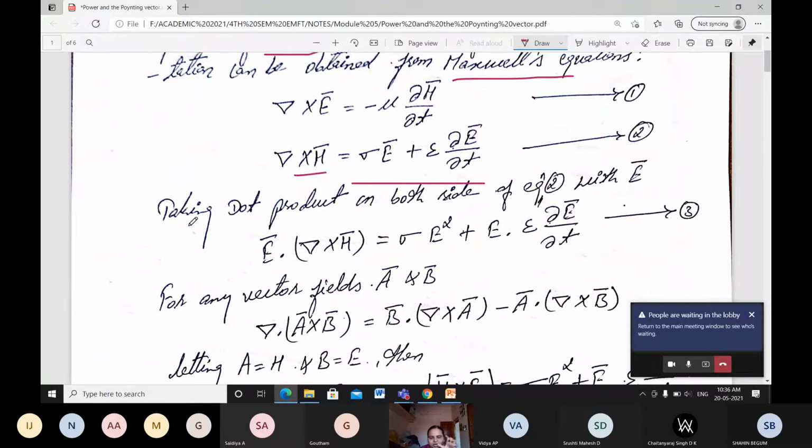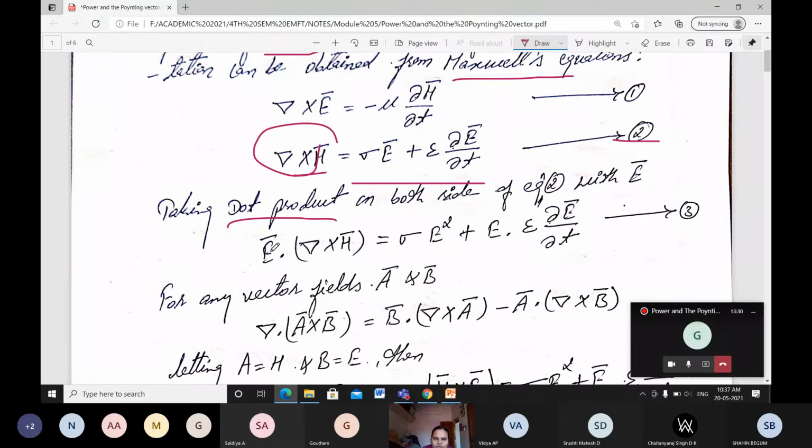If you remember, in some topic we took their cross product. Here we are going to use a dot product. Taking a dot product on both sides of equation 2 with E, then E dot del cross H is going to be equal to, if I multiply the whole thing with E, then E into E is going to be E square. Observe here, after multiplication of two vectors it is going to be a scalar quantity. For that reason, you should not write a bar here.